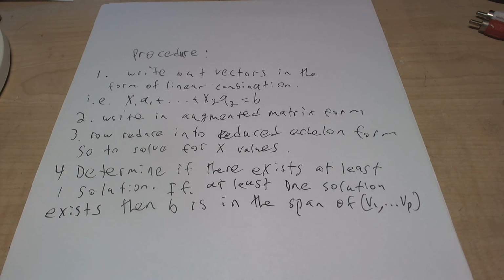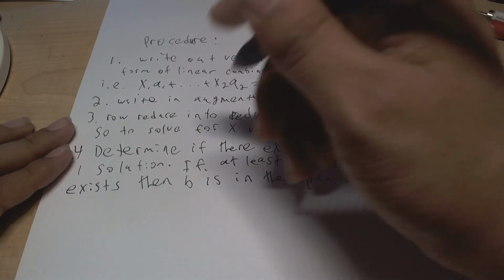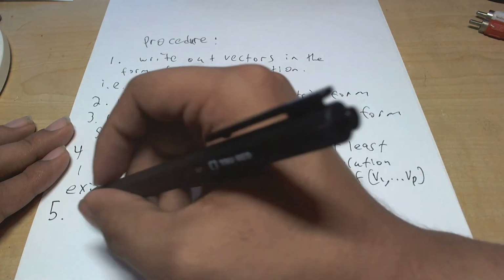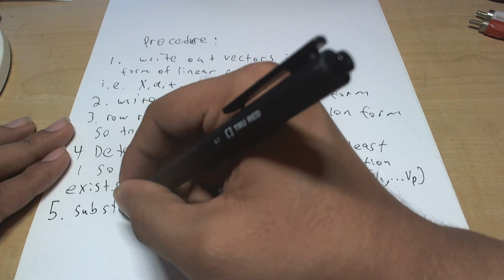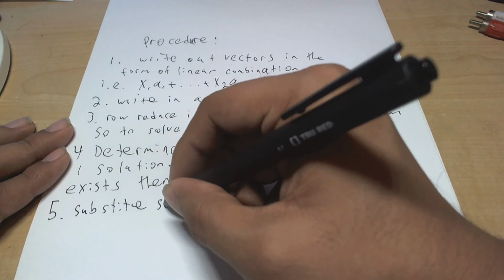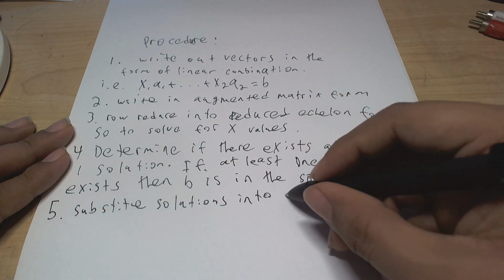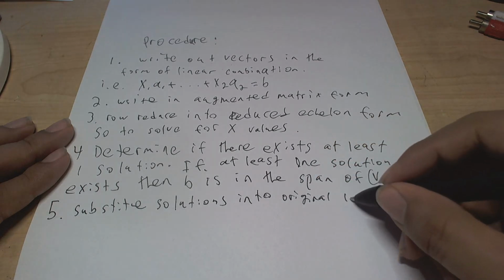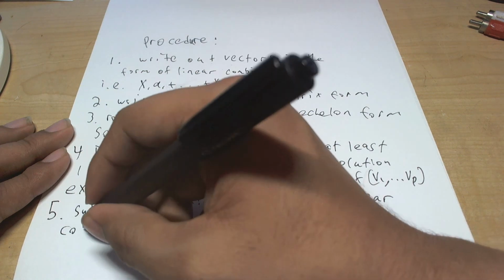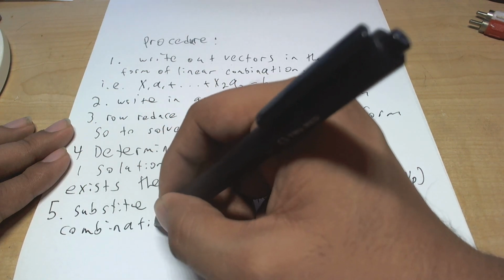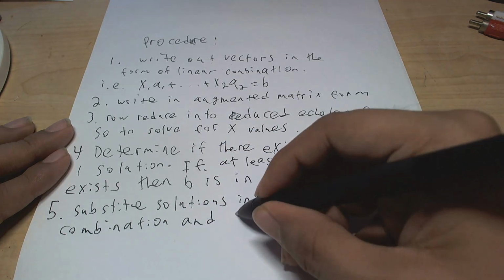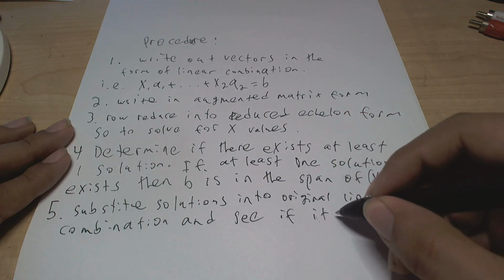Phew. So for extra points, you always like extra points, especially on a test, right? Or at least being able to check your work, right? So I'm going to add number 5, substitute solutions into the original linear combination and see if it equals b.